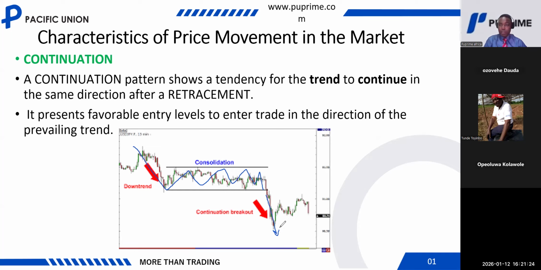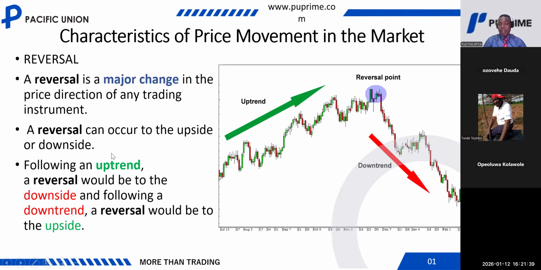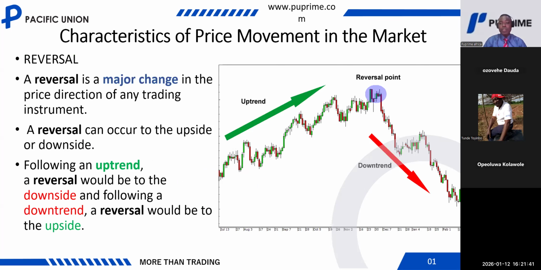Price starts with an overall trend. It goes into a retracement, which is a temporary movement against the trend. Then it continues in the direction of the overall trend after the retracement. And the last characteristic of price is called reversal.